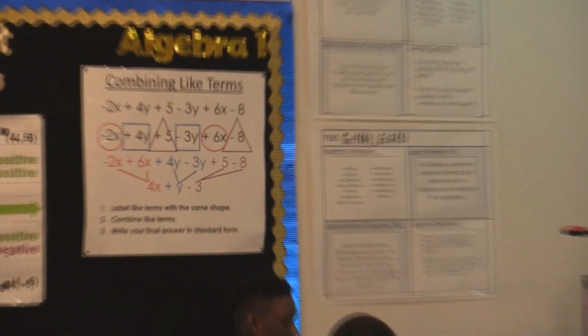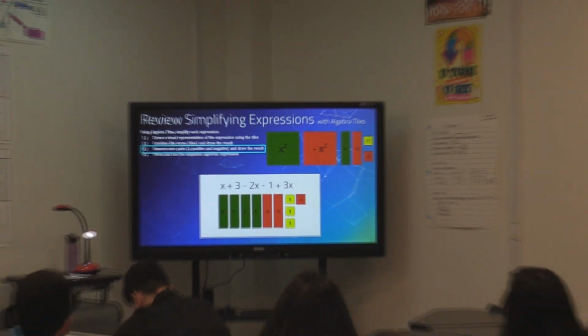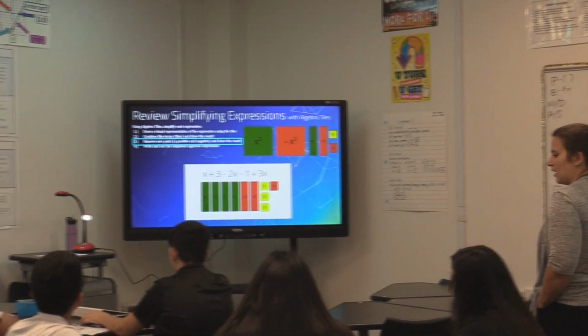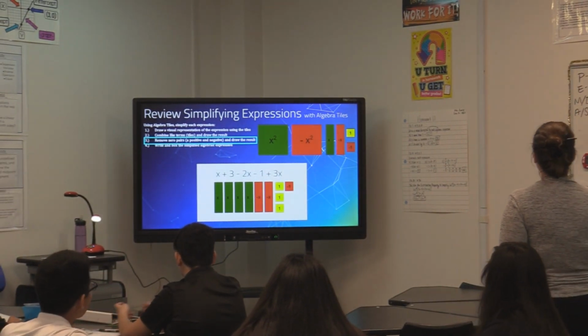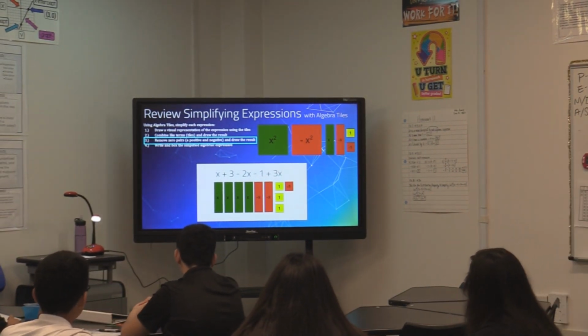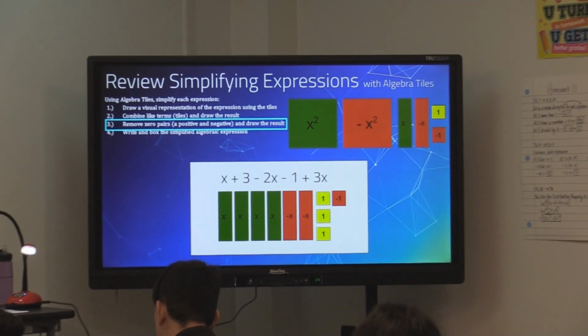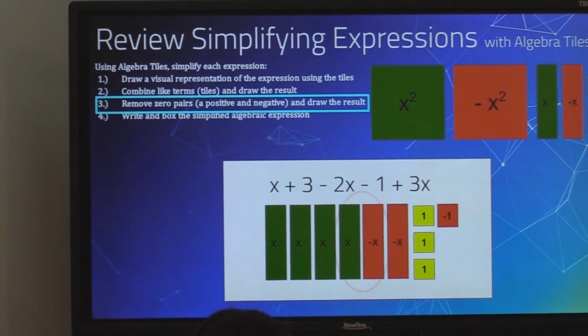Step three says remove zero pairs, a positive and a negative, and draw the result. So we're going to draw this all out here in a second. So what do you think it means by zero pairs, removing zero pairs? Remove the red one. Do I just remove a red one? No. I remove a what? A green and a red.